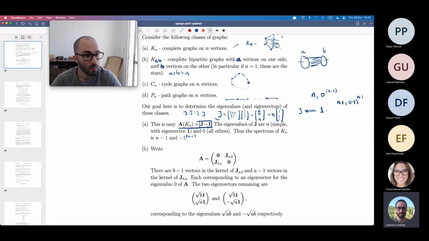Can you repeat why we know all the other eigenvalues are 0? Because J has rank 1. All rows are equal. Therefore, anything which is orthogonal to the all ones vector, which is the same thing as the first row, will belong to the kernel, and therefore will correspond to the eigenvalue 0.